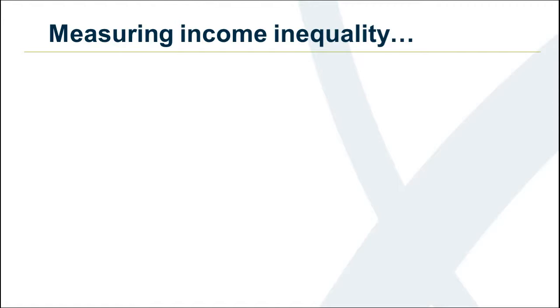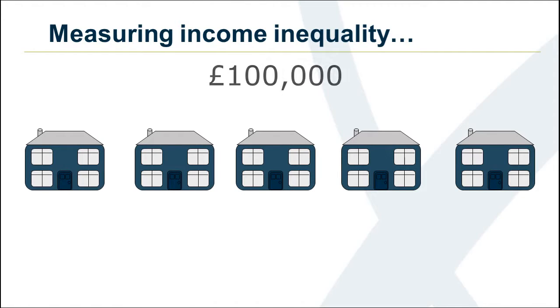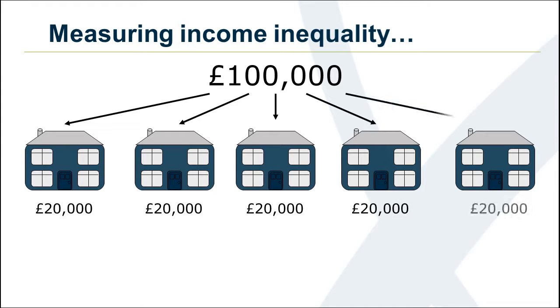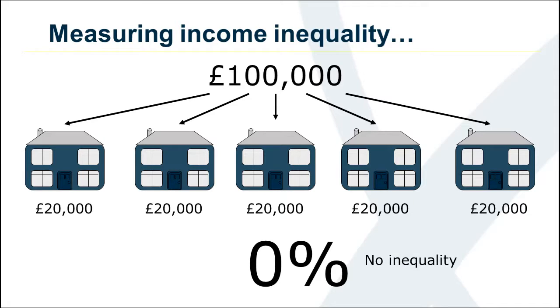To explain this, consider an example where there are 5 households in a street. If we give the street a total income of £100,000 and allocate each household an income of £20,000, this means that the total income for the street is equally distributed. Therefore, the level of income inequality is 0%, or, in other words, there is no inequality of income.